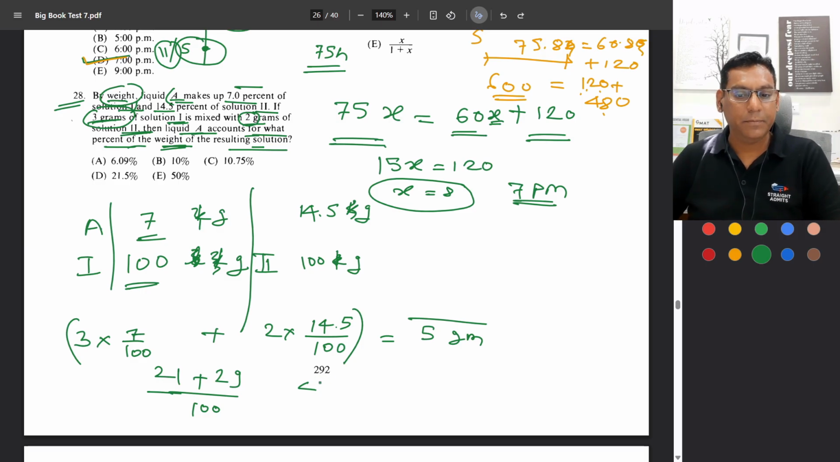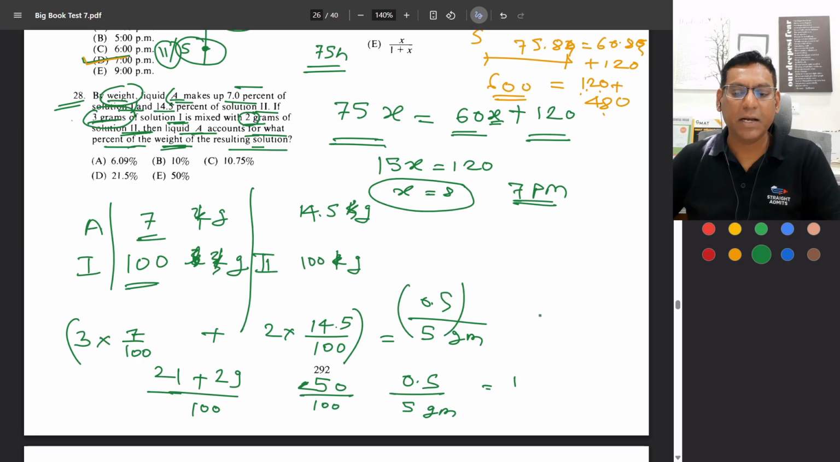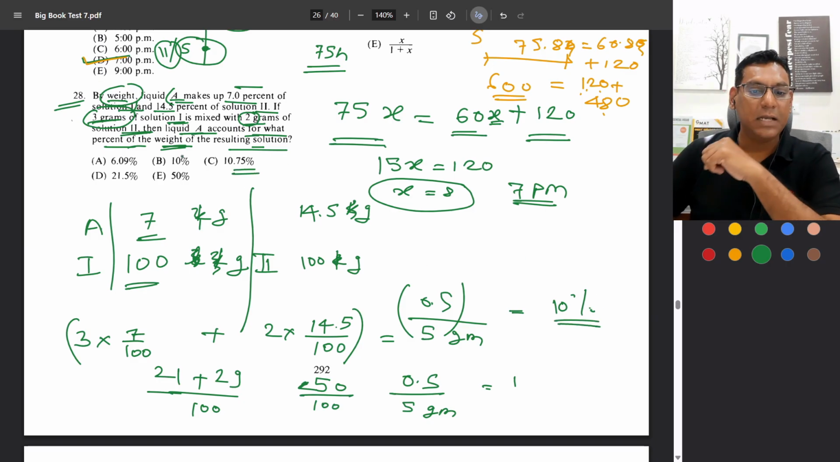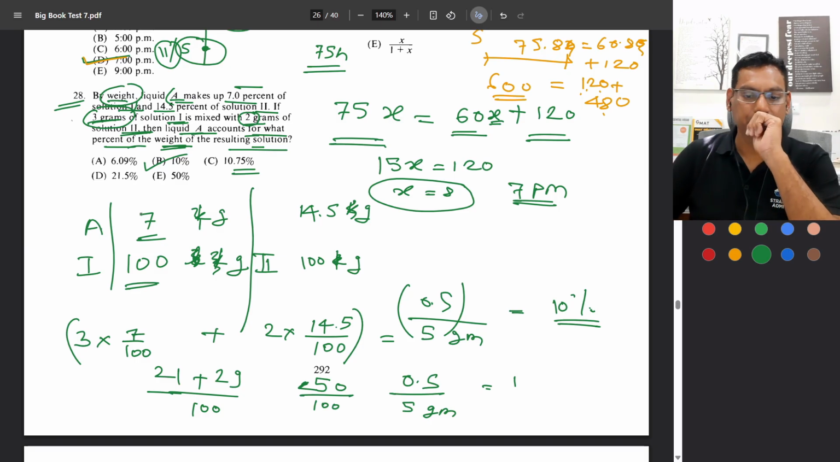So that's going to be 50 by 100. That's going to be 0.5. 0.5 by 5 gram. Sorry, 0.5 by 5, that's going to be 1 by 10. Okay, so that's going to be what? 10%. Correct. They are asking in percent. I thought they are asking in grams. Okay. So 10%. So the answer is going to be answer choice B.